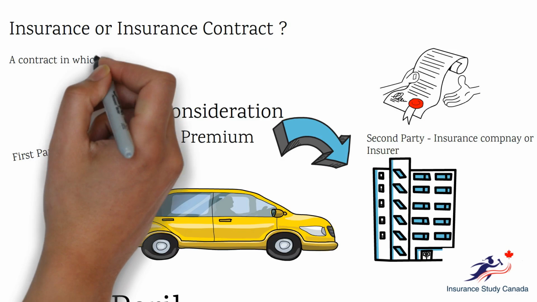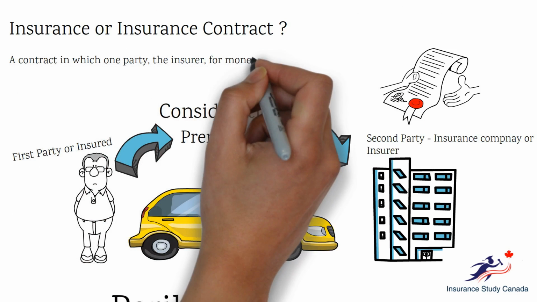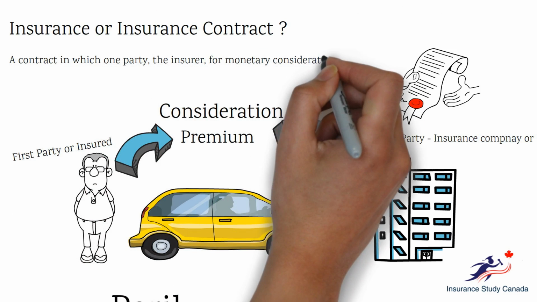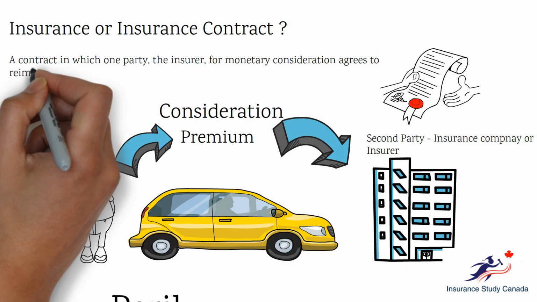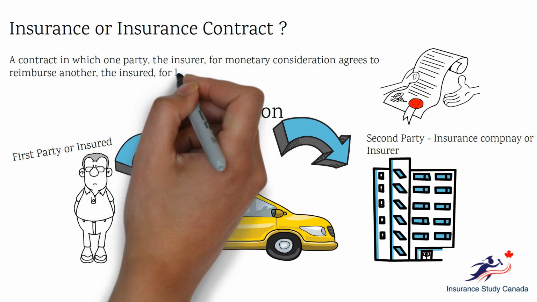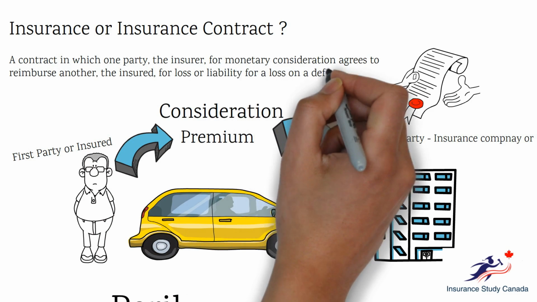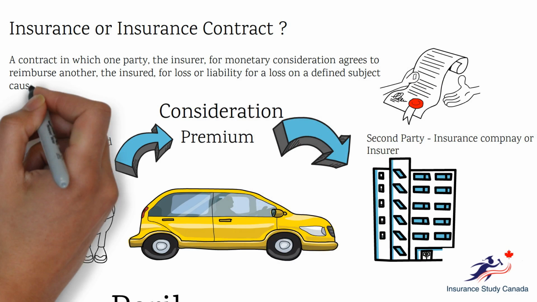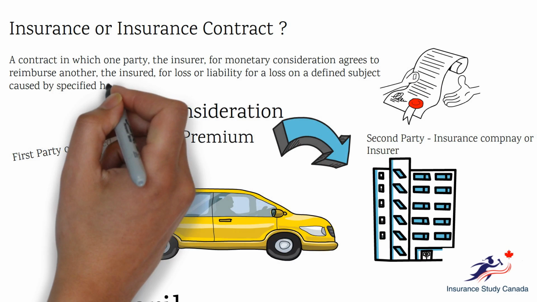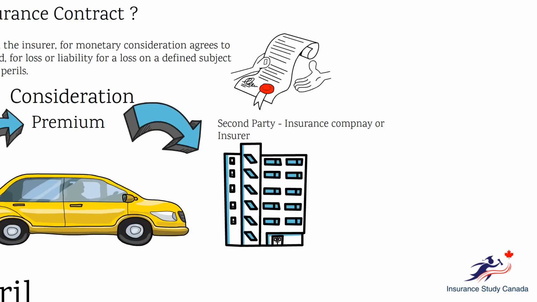So according to the definition, an insurance contract is a contract in which one party, the insurer, for a monetary consideration, agrees to reimburse another, the insured, for the loss or damage of a defined subject caused by the specific hazard or peril. I hope all these terms and the insurance definition are clear. So let's dive into our first chapter.